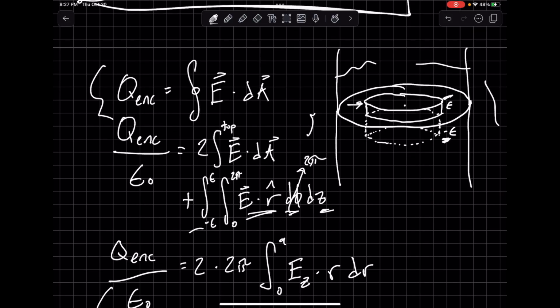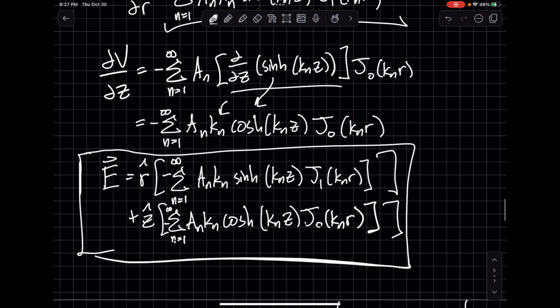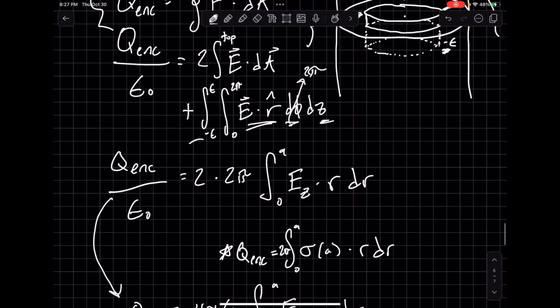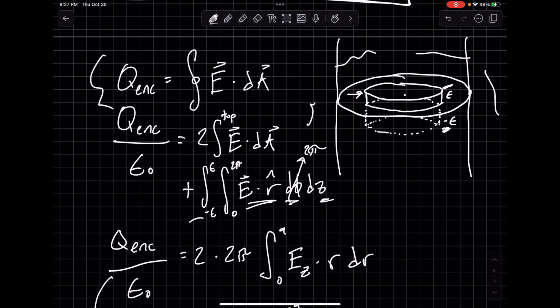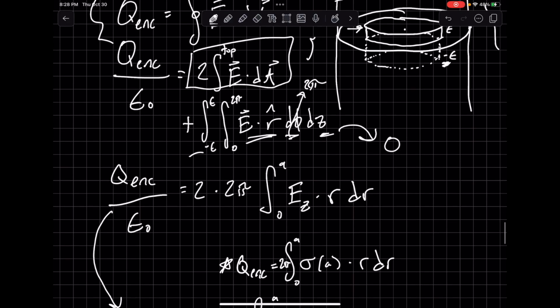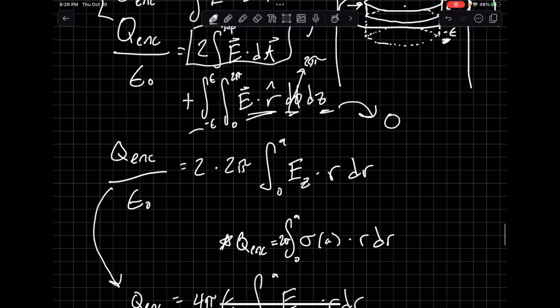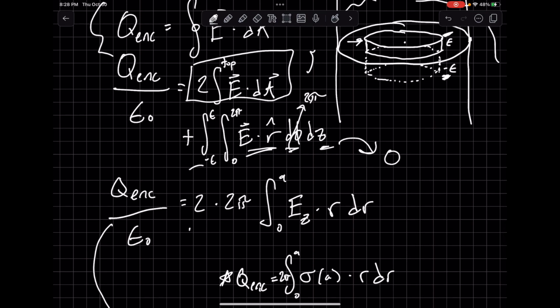And interestingly enough, the integral from negative epsilon to epsilon of the r component of E dz, since the only thing that depends on z is sinh, we know that it's just cosh, and cosh from negative epsilon to positive epsilon across this boundary would just be equal to 0 since it's symmetric. So this whole expression becomes 0, and then we're just left with this part here. And that would be equal to this expression here.